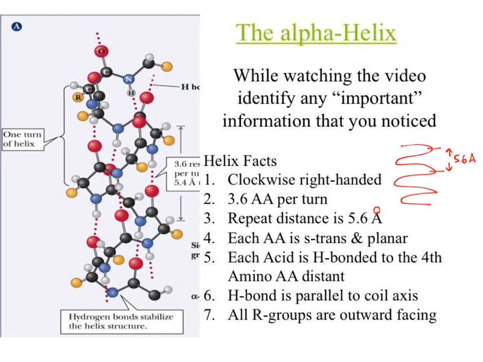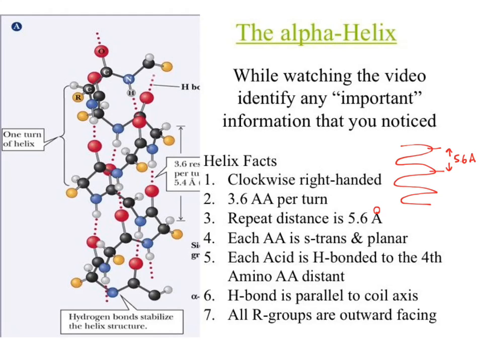Each amino acid is hydrogen bonded to the 4th amino acid that is distant from it. That goes back to how many amino acids per turn, our 3.6. If we count out our amino acids and see where that hydrogen bonding interaction is occurring, if we start at 1, that one's going to hydrogen bond to the 4th amino acid away. That's all that's trying to say. And then our hydrogen bond is going to be parallel to the coil axis. Where's the coil axis in this drawing? Right up the middle. We're wrapping effectively around a pencil, if you will. So your hydrogen bond interaction is in that same axis.